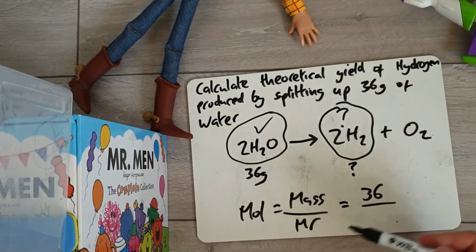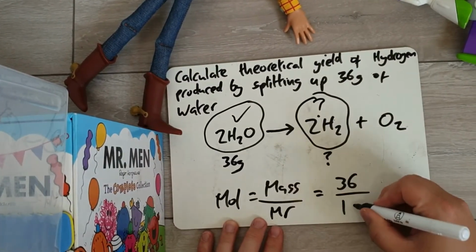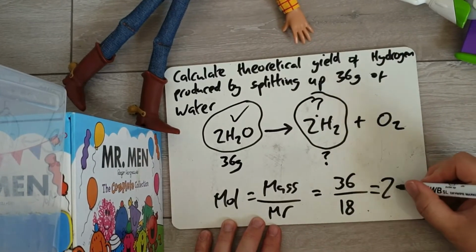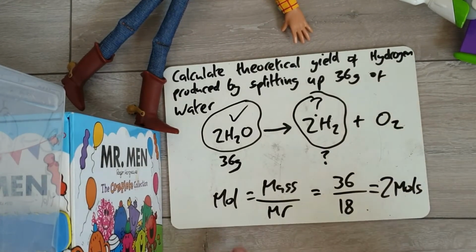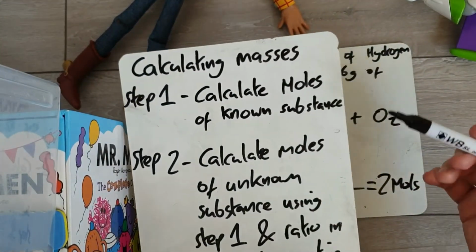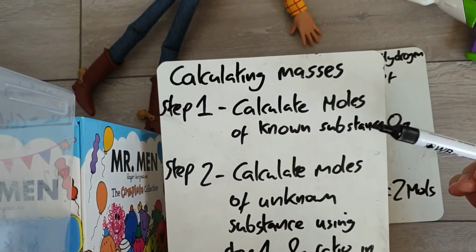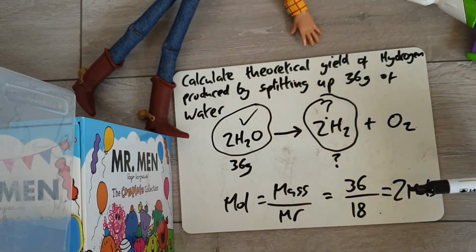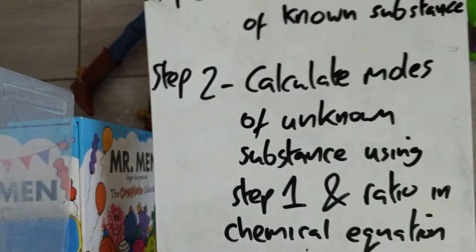So we go back here. 36 divided by 18. I'm not a monster, so I made the numbers nice and easy. 36 divided by 18 equals 2 moles. So we've done step 1. Calculate the moles of the unknown substance. Sorry, calculate the moles of the known substance. Moles of the known substance is 2 moles. So then we look at step 2.